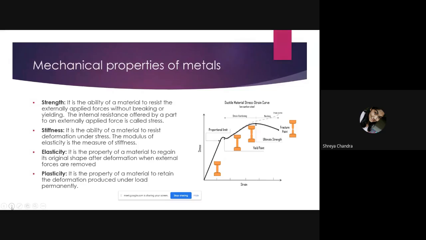And plasticity is the complement of elasticity. Even after the load is removed, the body does not come back to its original shape, and it gets a completely permanent deformation. These two are completely opposite or complementary terms.